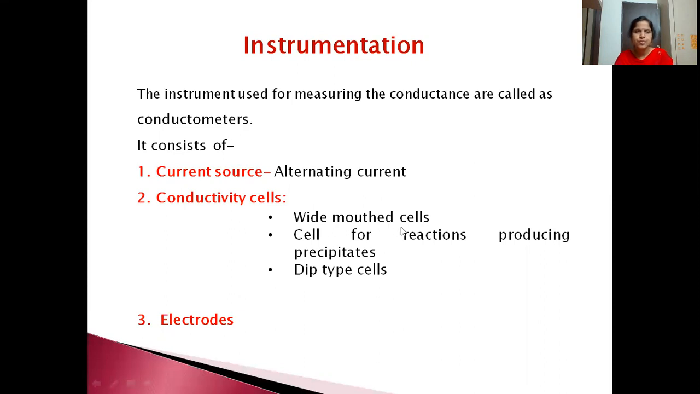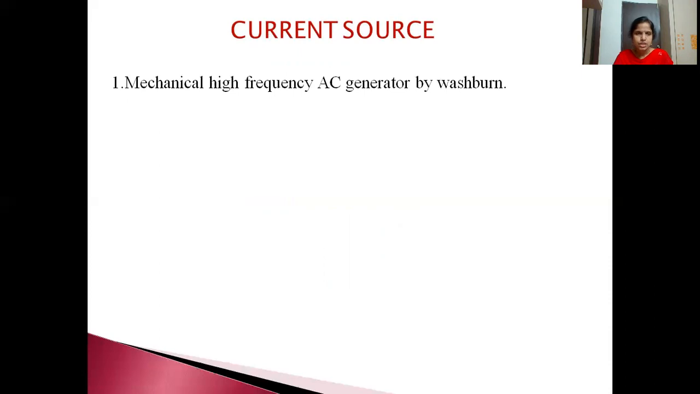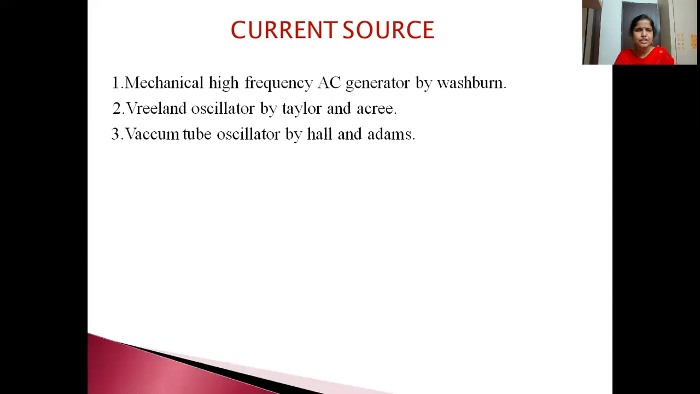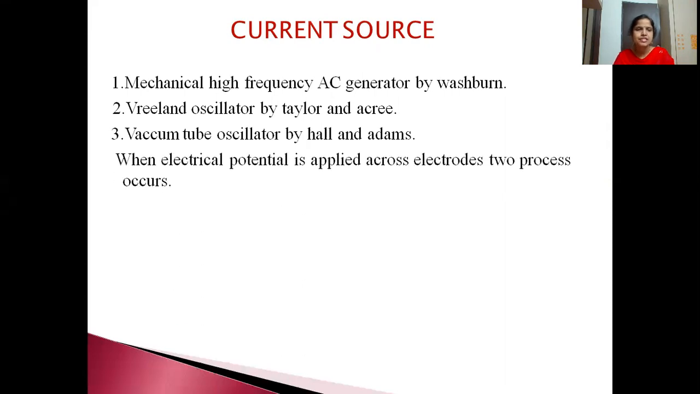Conductivity cells may be wide mouth cells, cells for reactions producing precipitates, and dip type cells, which are directly dipped into the electrolyte. These cells contain the electrodes and need a current source. As I said, we should supply AC current: a mechanical high frequency AC generator by Washburn, a relay oscillator by Taylor and Ackery, or a vacuum tube oscillator by Hall and Adams.